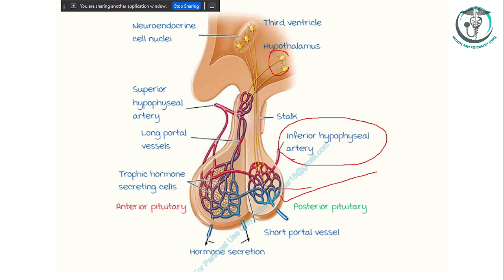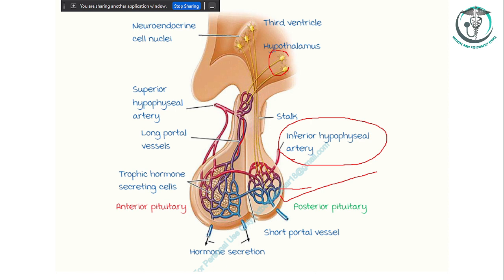I want you to clarify where the nuclei are. I'm kind of confused because I thought there was the supraoptic, and then I found it in the hypothalamus. So I didn't understand how they are related to the posterior lobe of the pituitary gland.